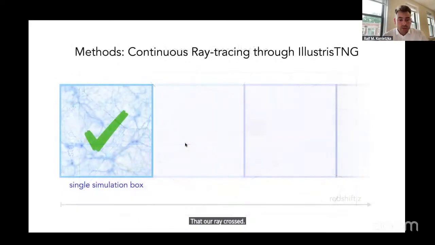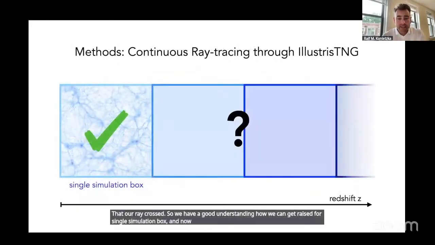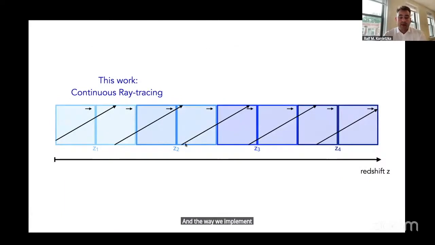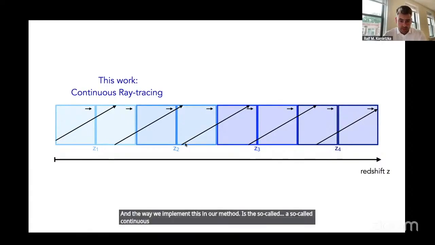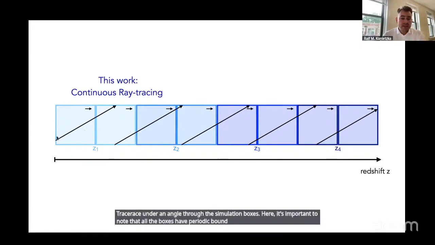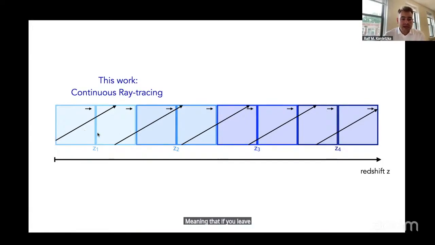So we have a good understanding of how we can get rays for a single simulation box, and now we want to extend this to higher redshifts. So we need further boxes. The way we implement this in our method is the so-called continuous ray tracing approach. We trace rays at an angle through the simulation boxes. Here it's important to note that all the boxes have periodic boundary conditions, meaning that if you leave the box here, you enter at the same position in the next box.